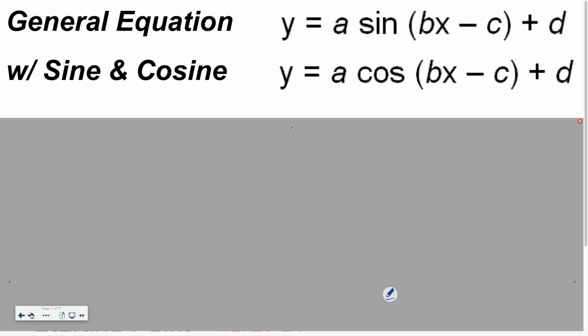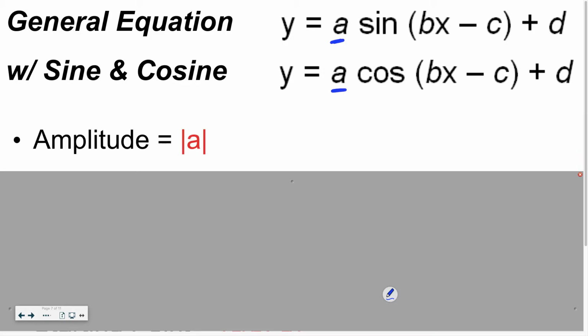Okay, A. That number outside of our function, what does it do? It's a vertical stretch or shrink. What did we talk about that was related to the vertical size? The 2 words that we just wrote down. The amplitude. So A is going to affect your amplitude. Whatever the absolute value of A is, that's your amplitude.